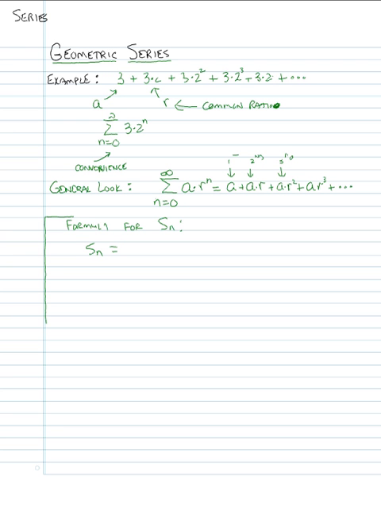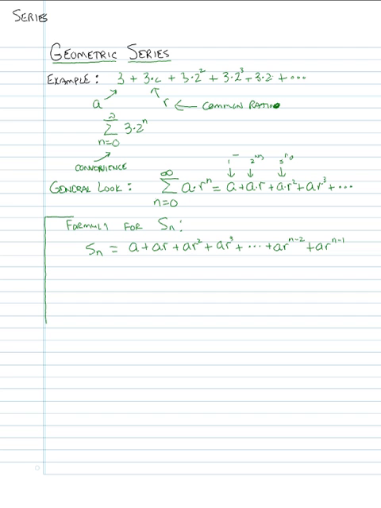And notice the power on R is one less than the number of positions. So S sub n will look like A plus A times R plus A times R squared plus A times R cubed. And it will continue for a while until we get to A times R to the power n minus 1. See, the power on R is one less than the position of the term, and we're adding up the first n terms, so the power on R is one less than that. And so right before this, we would have a power on R that is one less than n minus 1.